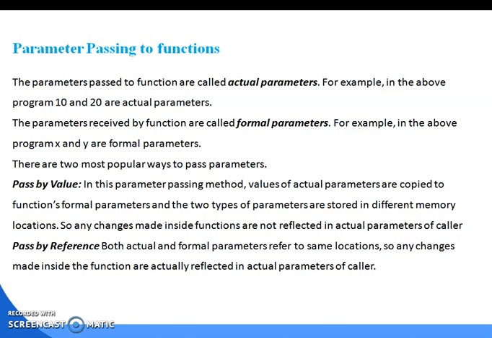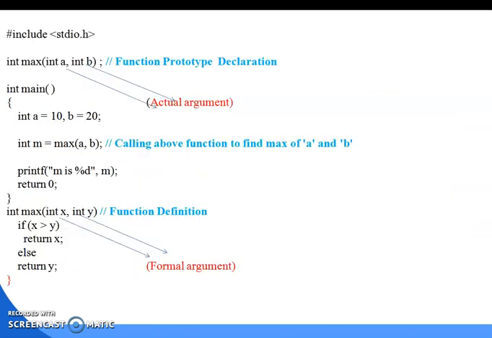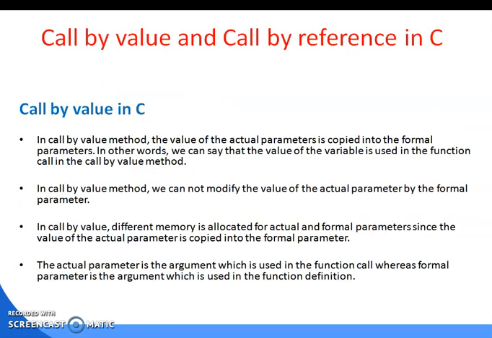There are two most popular ways to pass parameters, pass by value and pass by reference. You can pass the value to the function, or you can pass the value as an address, that means a reference to the function. Next is call by value and call by reference in C. First is call by value in C. In the call by value method, the value of the actual parameter is copied into the formal parameter. In other words, the value of the variable is used in the function call in the call by value method. And here the value will pass through this function.